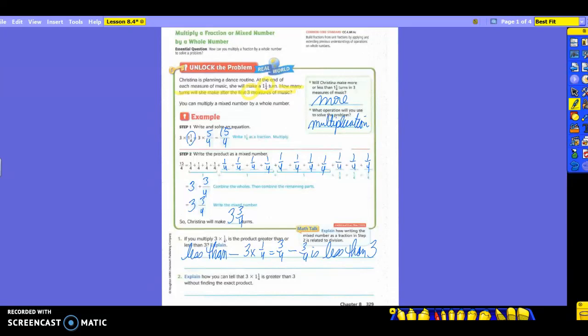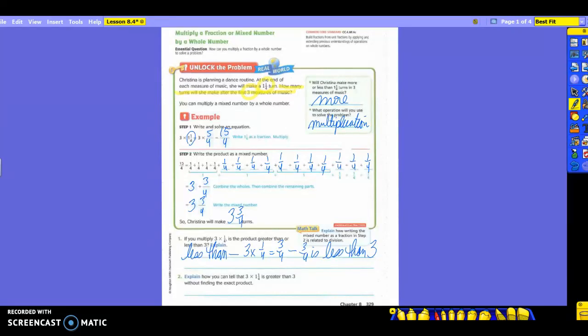Okay. Number 2 says to explain how you can tell that 3 times 1 1/4 is greater than 3 without finding the exact product. How can I tell that 3 times 1 1/4 is going to be greater, Logan? Because it has 3 as one of the multiples. 3 is what you're multiplying by. What do you have in the other multiple? A 1. And a 1 already, right? Plus you also have an extra of 1/4.